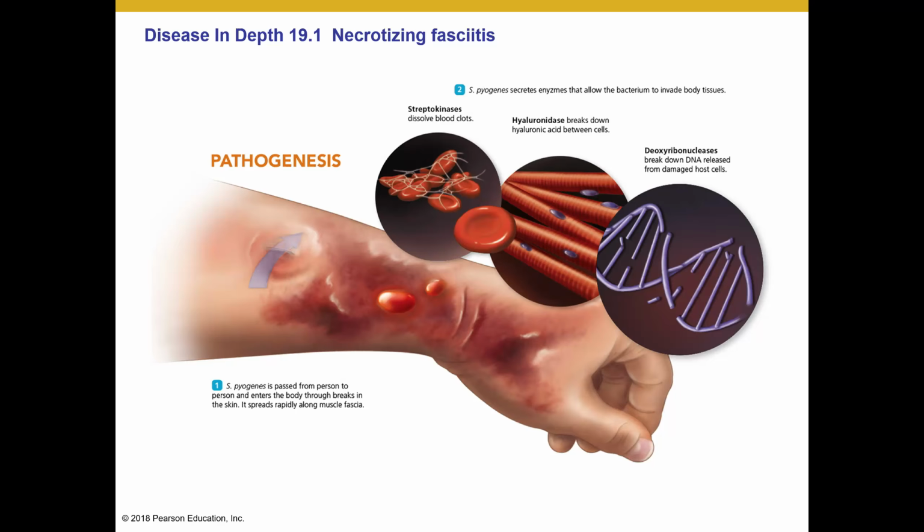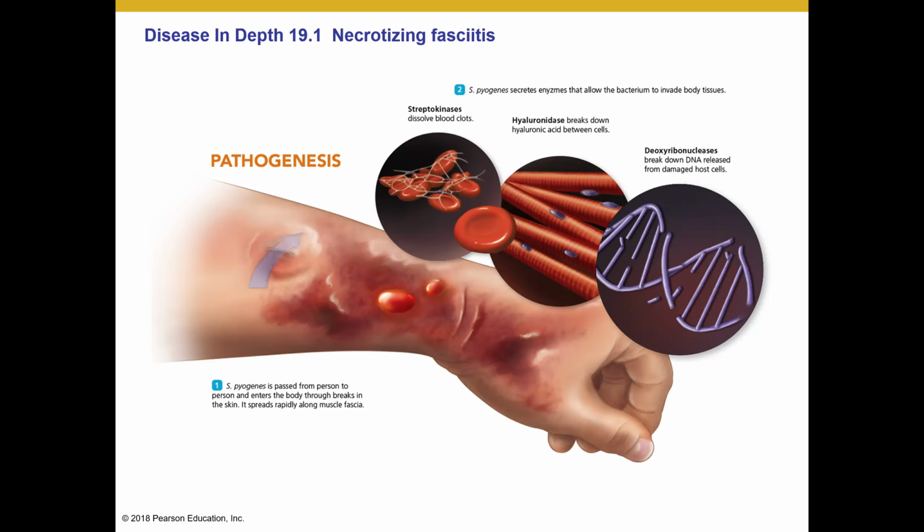Most cases are caused by Streptococcus pyogenes, also known as group A Streptococcus. These bacteria produce enzymes that help them spread through tissues. They also produce toxins such as exotoxin A and streptolysin S, which damage cells and trigger a strong inflammatory response.